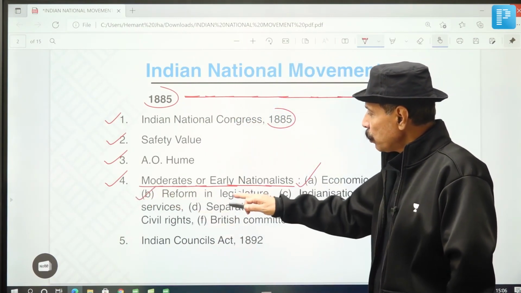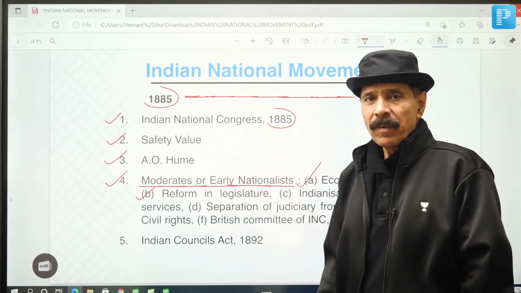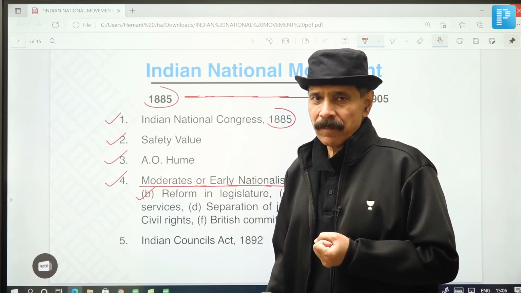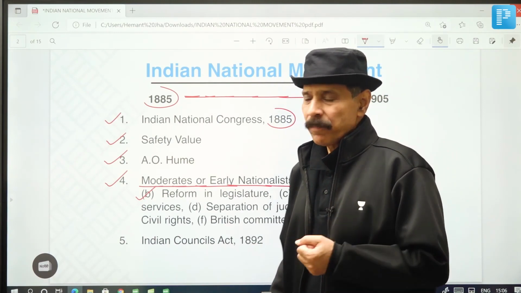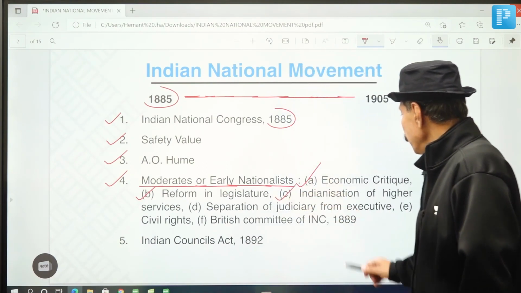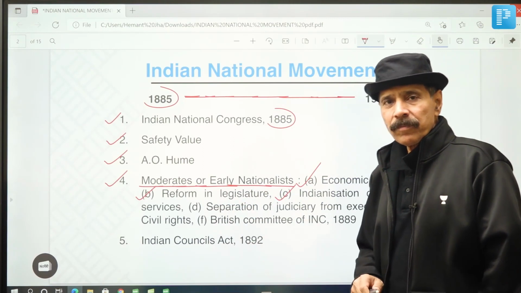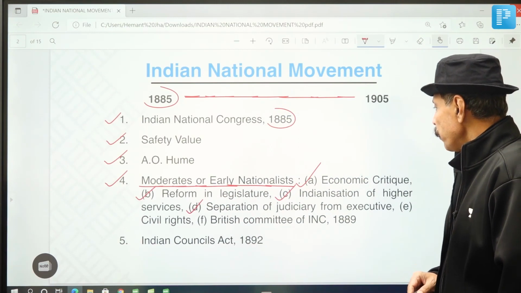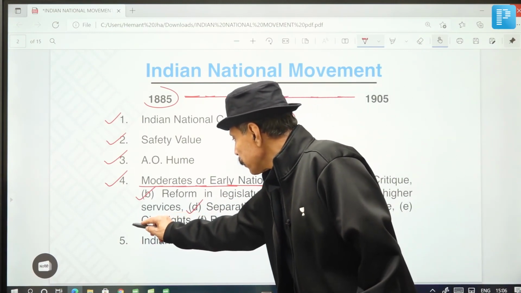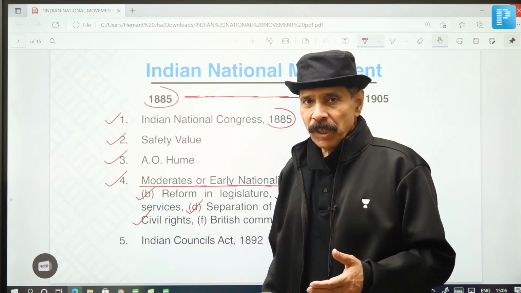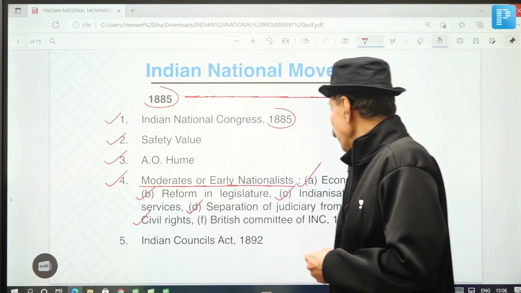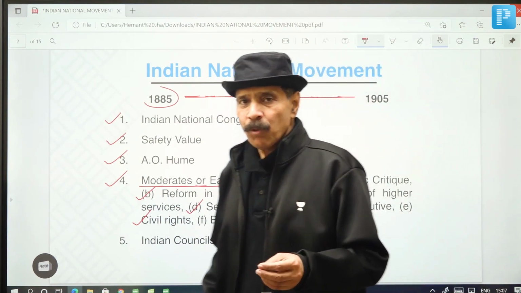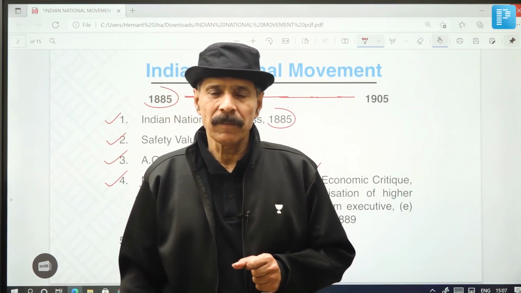Then the second point we should know is reform in the legislature. The early nationalists focused on reform in the legislature. They wanted the legislature to be a representative body of the Indians, having wide powers. Next is Indianization of higher services. Next, separation of the judiciary from the executive. Next, civil rights that included freedom of speech and freedom of the press. So these are important points related to the moderates.